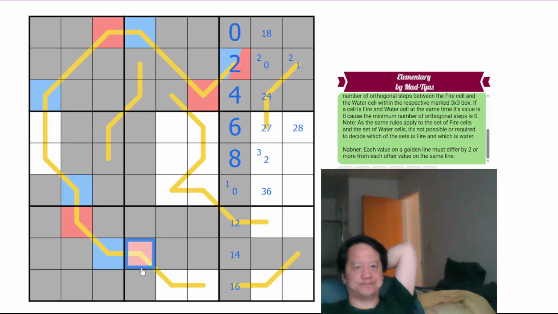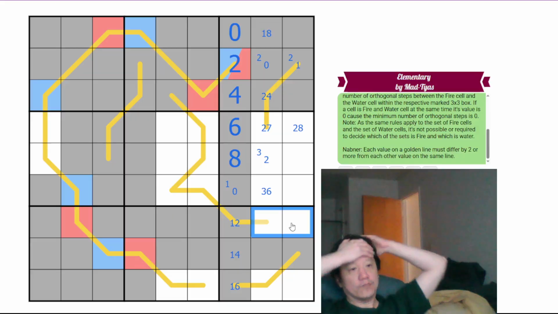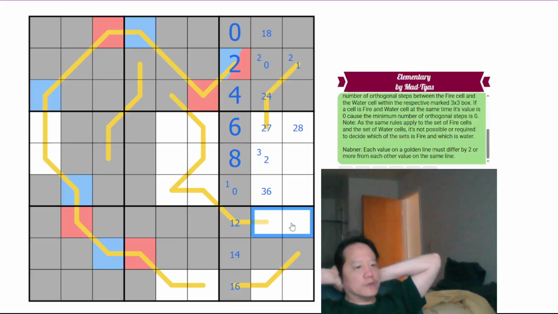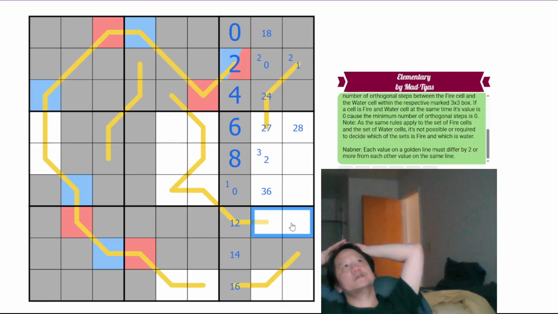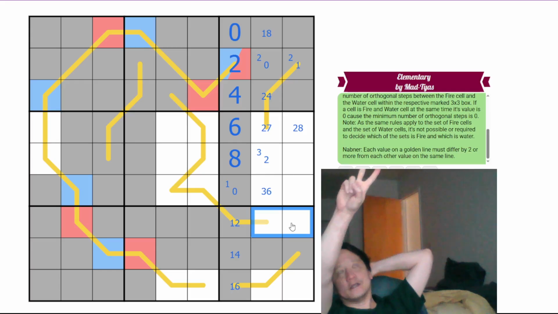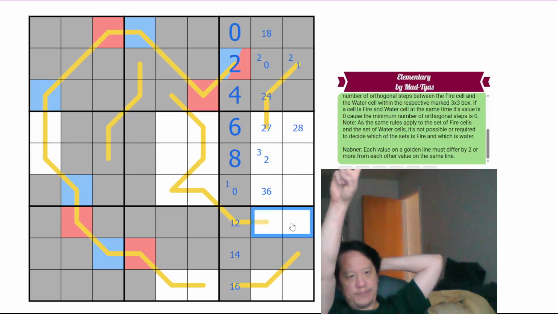We have a guaranteed blue here and a guaranteed red here and a guaranteed blue here. Okay. We have guaranteed 32 and 36. That takes out an 8 and a 9 guaranteed.